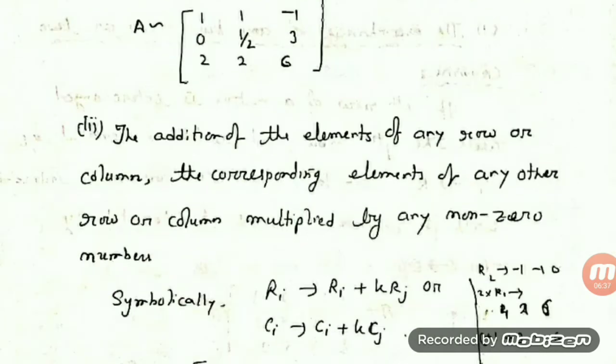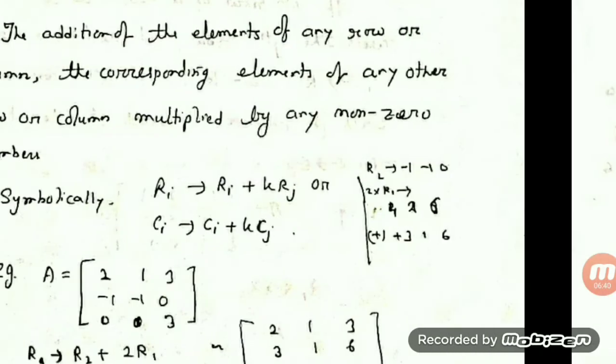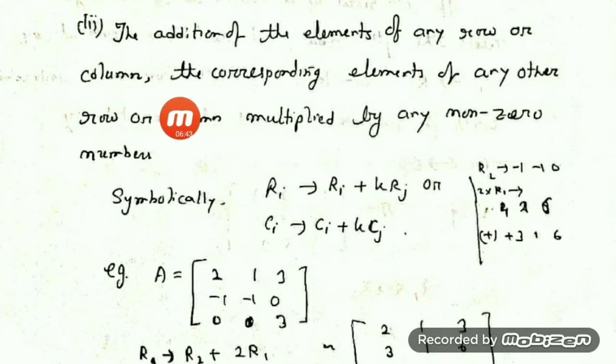The third transformation is, you see, the addition of the elements of any row or column, the corresponding elements of any other row or column multiplied by any non-zero number. You see, what does it mean? That means we are taking any particular row or column, then we multiply any other row or column by a non-zero constant, and then those new numbers are added with the corresponding elements of the previous row or column. Suppose, how to apply, let me tell you symbolically, it will be simpler for you.